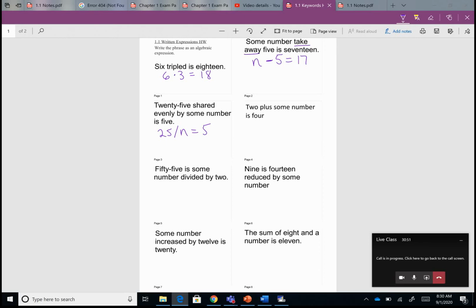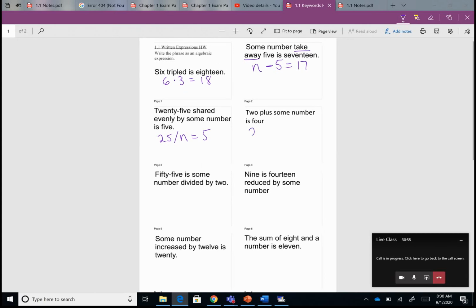All right, we have 2 plus some number is 4. 2 plus is add. Some number, we're going to throw a variable in there. Is means equals, and we have our 4. All right, first 4 are looking fantastic. You said some variable? Yep, just a variable for some number. So any letter you want. When it says some number, any letter you want. Those are variables. Let's just put n. That's all. First 4 are looking really good.